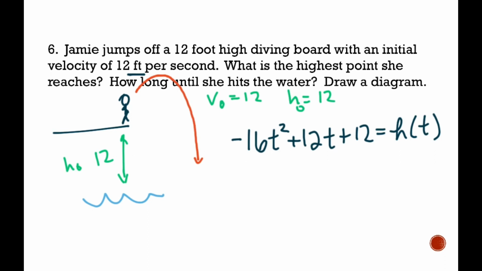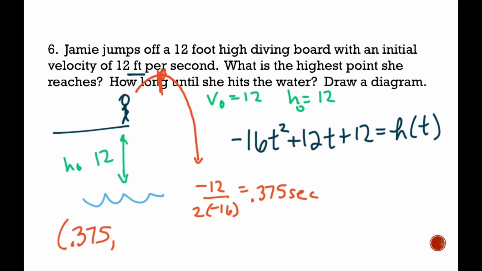And so then I'll find out, what is the highest point? So the highest point is going to be the vertex, so that's going to be up here. So I'm just going to use that to find negative b over 2a. So negative 12 over 2 times negative 16. And so I can find out what that is. So I find out that at 0.375 seconds, so that's my x coordinate, so that's the amount of time it takes. So 0.375 seconds after she jumps off is when she'll reach the highest point.